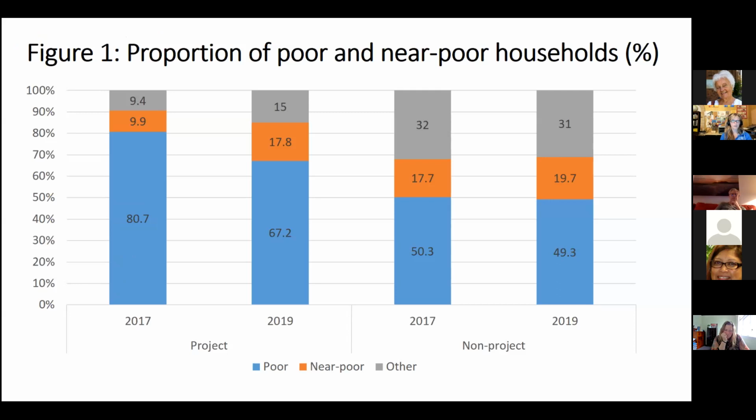Okay, here is the contribution of this project. I couldn't say that it's only based on CIG, because the project has another component as well. But look at the proportion of poor and near-poor households during 2017 and 2019, comparing project and non-project areas. We can see the change in the project area versus the non-project area: the proportion of the poor and the near poor is very different. The poor reduced from 80% to 67%, but in the non-project area, the proportion did not change much.